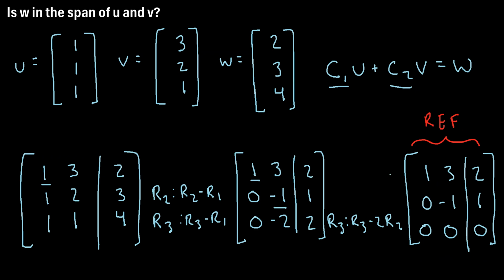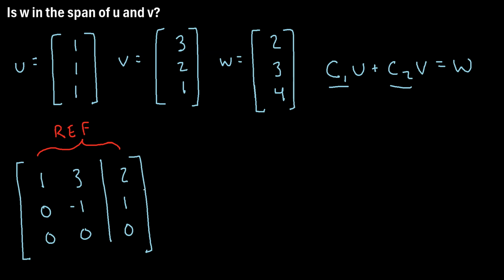Next, we want to see if we can write this in the form with c1 and c2. So I'm going to rewrite this matrix over here and make a little room. Okay, so if we were to write this system of equations in terms of c1 and c2, here's what that would look like. 1 times c1 plus 3 times c2 is equal to 2. And the second equation would be negative 1 times c2 is equal to 1. So we need to solve for c2 and c1. So c2, we can see that has to be equal to negative 1. A negative 1 times a negative 1 is equal to 1.